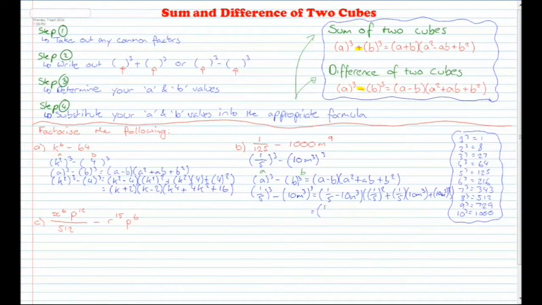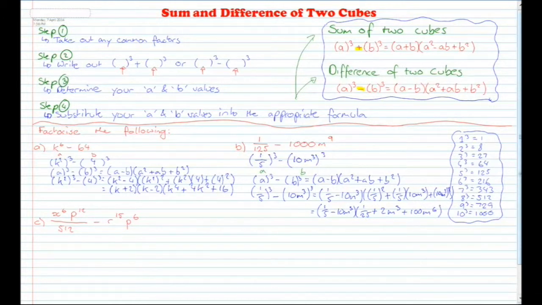So you've got 1 over 5 minus 10m cubed. 1 over 5 squared is 1 over 25 plus 1 over 5 times 10m cubed. Well, it's going to be 10 over 5, and 10 divided by 5 is 2, so you get 2m cubed plus 10m cubed squared. Well, 10 squared is 100. M cubed squared, well, that's m to the power of 6.